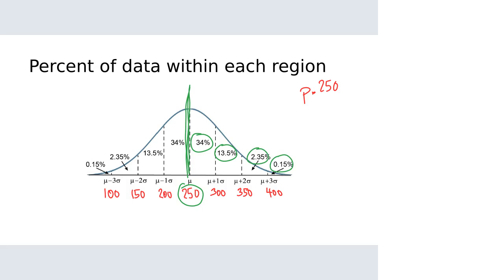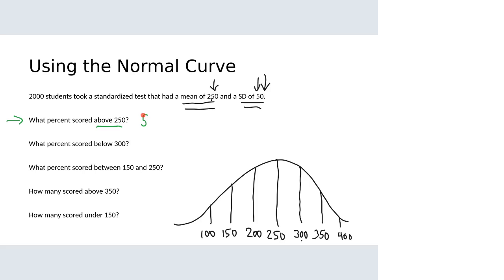And so we'll say 34 plus 13.5 plus 2.35 plus 0.15 is 50% of the data is to the right of 250. Some of you may have said, well, it's the mean. You told us it was right in the middle, so half the data is above that. You'd be exactly right. But just to illustrate how we're going to use this picture to answer questions, I wanted to go through the individual steps of identifying where we are, identifying the regions we want to count, and then adding those up. And we wind up with 50% scored above 250.